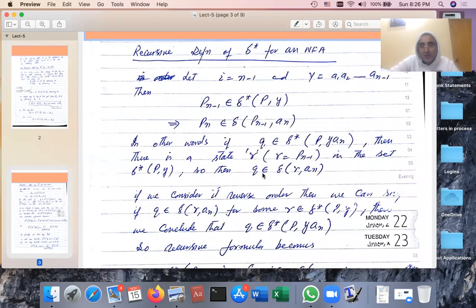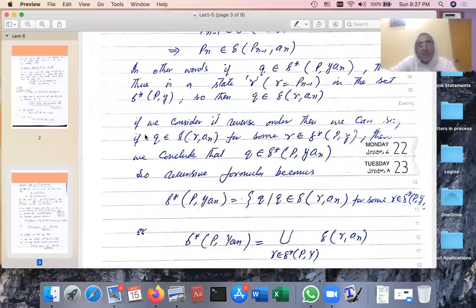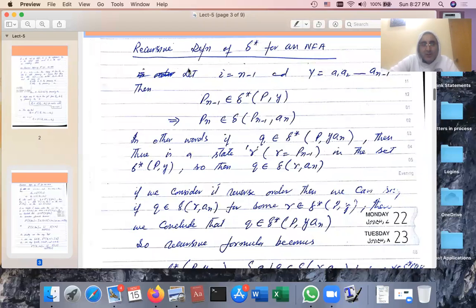Then Q belongs to, and how can I reach at Q? I can reach this state Q, which is Pn. Currently I am at state R, and after processing this last input symbol An, this is one transition, then I can reach Q. This is fine up to this point. Now, what is next? This is the story from this line to that line. So now we have to discuss the same story in reverse direction. And how can we do that?